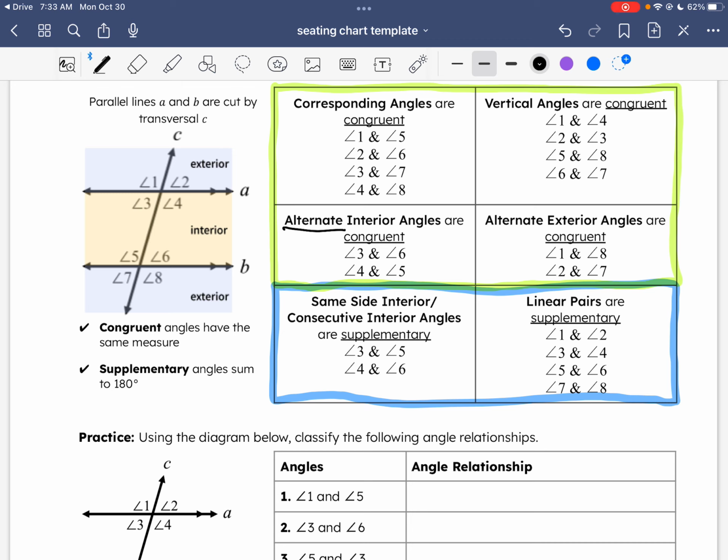Linear pairs are any 2 angles that sum to 180 degrees. So 1 and 2 are a linear pair. 6 and 8 are a linear pair. 5 and 6 are a linear pair. So any two angles that sum to 180 degrees are called a linear pair, and they are supplementary.